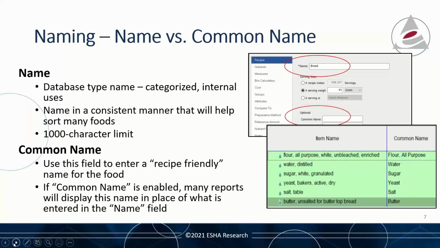Genesis also includes the common name field that can be populated with shorter and friendlier names than the name field. In Genesis, you can elect to display the common name on some screens and some reports. And you can see here some examples of differences in naming styles with the name field where items are more categorized versus the common name field that shows that more simplified name.